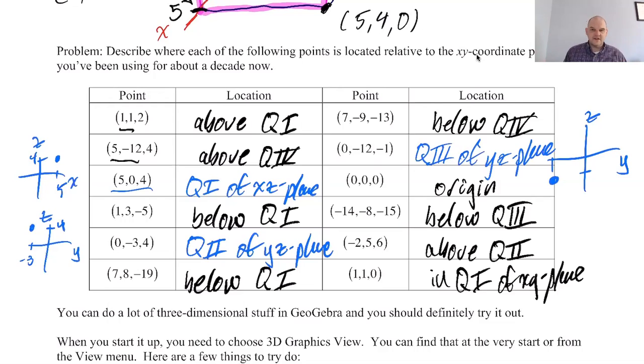So what I'm going to do is I'm going to cut it here. I'm going to come back, show you some GeoGebra things so that you can start playing around with this, because it is by far the best way to learn what you're doing here, is to just play around. So I will be back in the next video to do that.